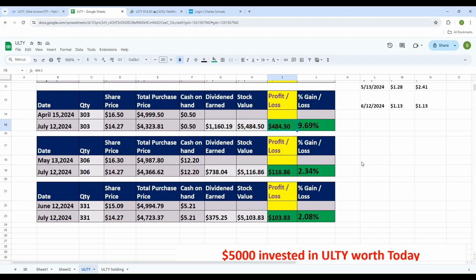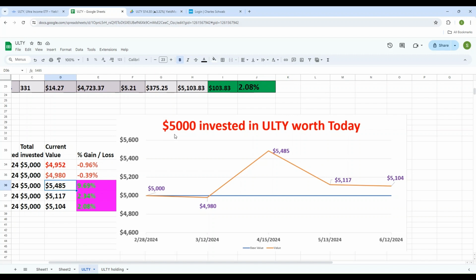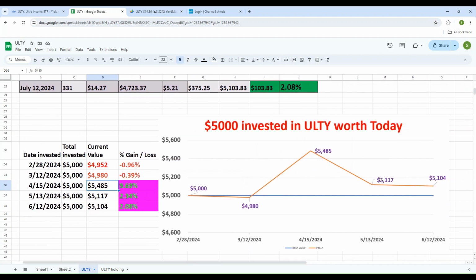So what I did, instead of going through all these, let's summarize this over here. So look over here. If you invested $5,000 in February, today it is worth only $4,952. If you invested in March, it's less than $5,000. April, $5,400. May, $5,100. June, $5,000. So if you look over here, $5,000 invested in ULTY is worth $5,104 today if you bought it in June. If you bought it in May, $5,100. So if you really look at this, except for this one particular spike, it's been pretty flat. Let's actually do one more thing over here.